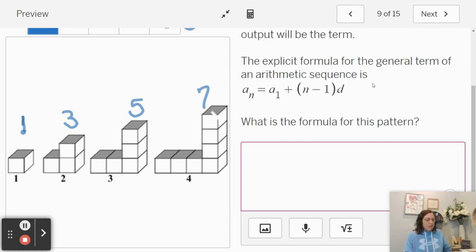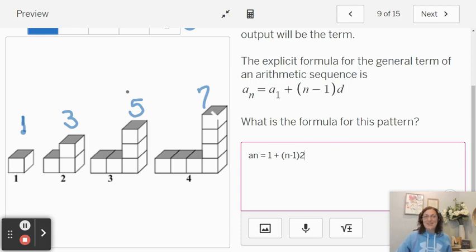So let's put that in our formula. A with a little n equals A sub 1. Remember, that's our first term. So that's a 1 plus, now here's the thing, you're going to leave that parentheses just like it is, parentheses n minus 1, and then times the common difference. The common difference was what we were adding each time to get the next term, and that was 2. And that's my formula, friends.